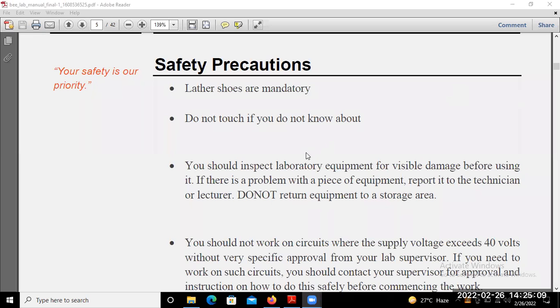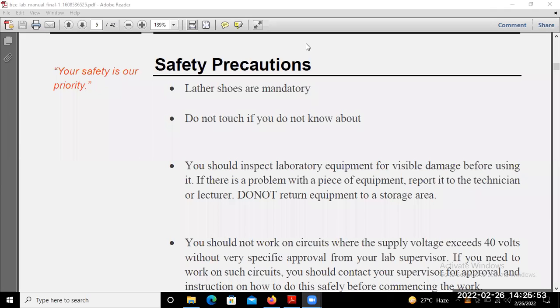You should inspect laboratory equipment for visible damage before using it. That means physically, at least try to inspect the equipment. If there is a problem with any piece of equipment, either a measuring instrument or a kit, that means if you want to perform any experiment related to a motor or transformer.